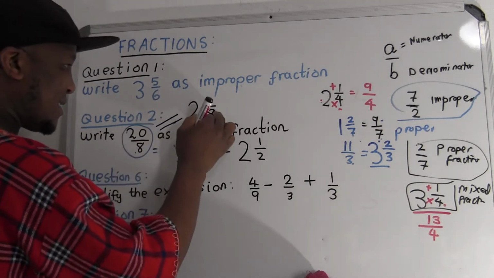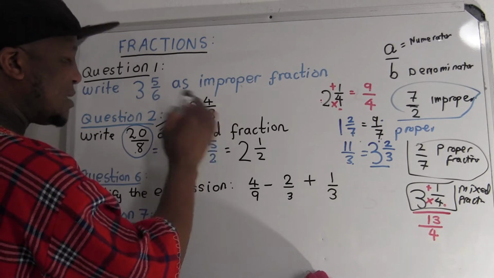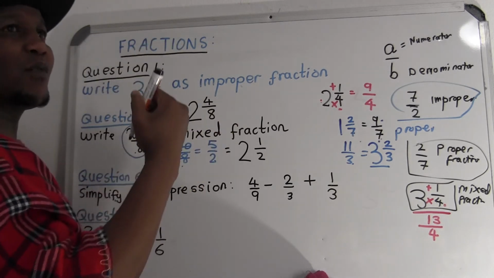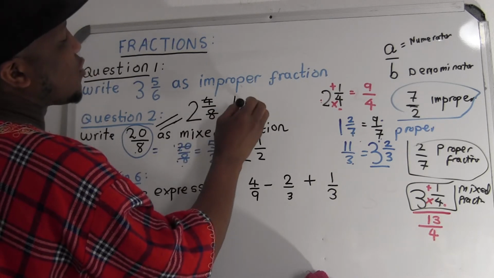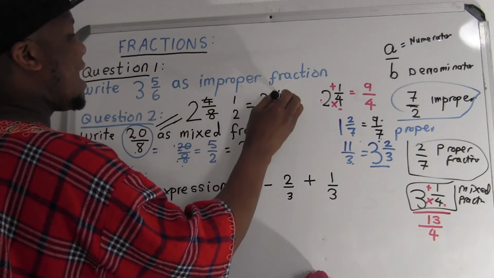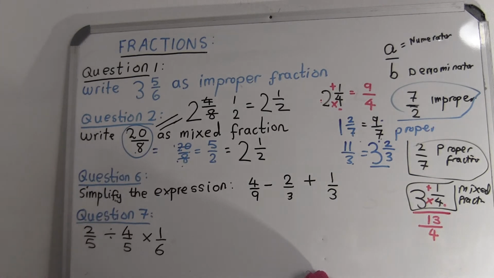But I can simplify this. Which number is common between 4 and 8? The number common for both is 4. So 4 divided by 4 is 1. How many 4s in 8? 2. So my final answer is 2 and a half. So that's how you change from mixed to improper, and improper to mixed.